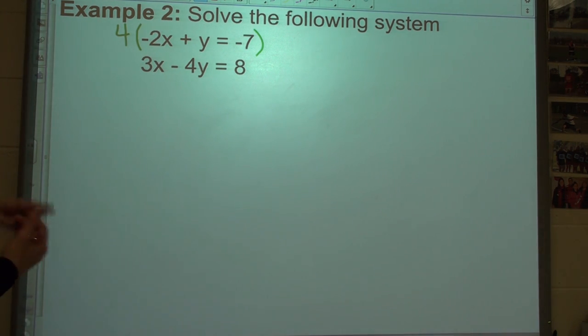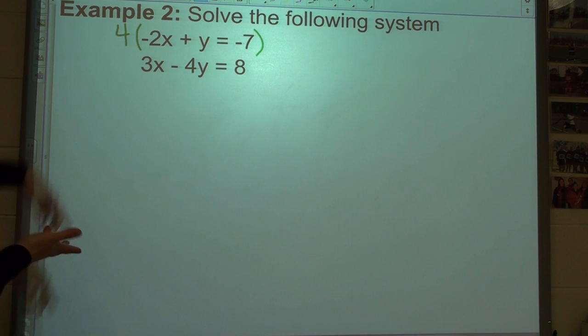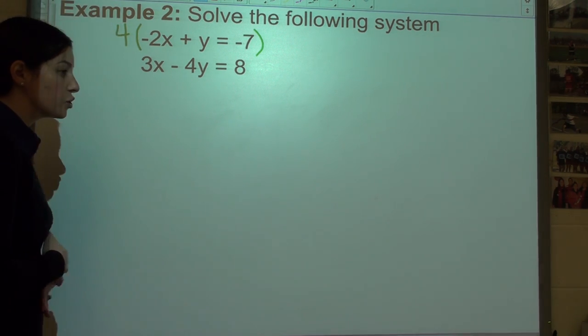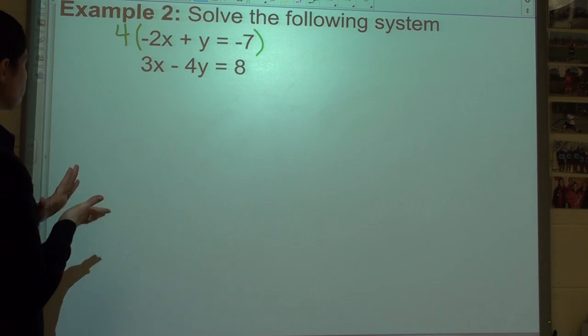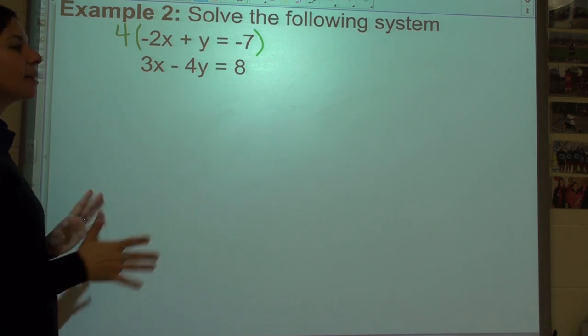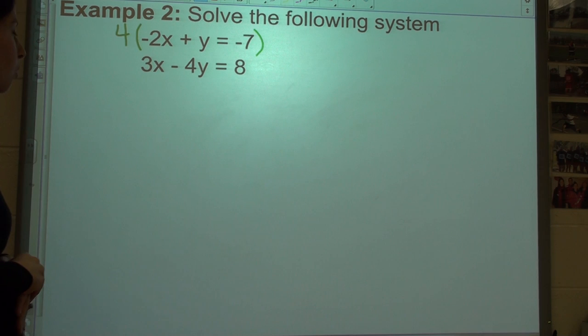But again, you could have solved this with substitution. You could have solved this by multiplying the top by 3 and the bottom by 2. You'll still wind up with the same answer. So now we have to remember, you need to multiply everything by 4, otherwise your equations won't work.